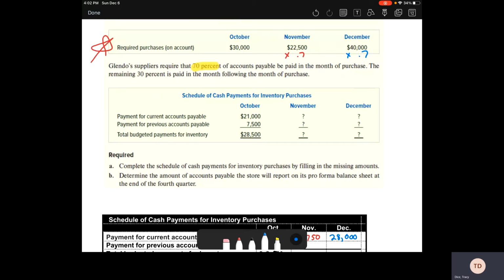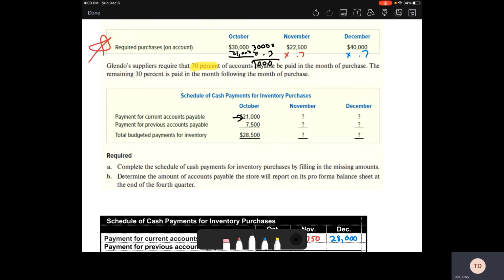All right, so now they're telling us that we need to pay off 30% of the previous month. So we're paying off what's left. In October, we paid off $21,000. You can do this one of two ways to figure out how much is left to pay off in November. You can either take your $30,000 and subtract the $21,000, or you could take your $30,000 times 0.3. Either way, you're going to get $9,000 left to pay off.